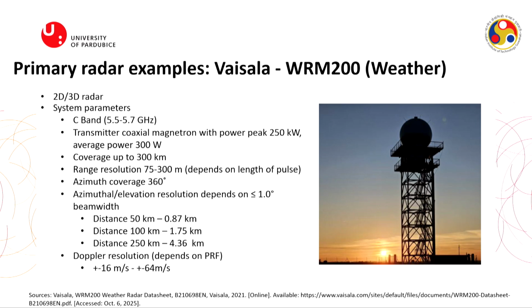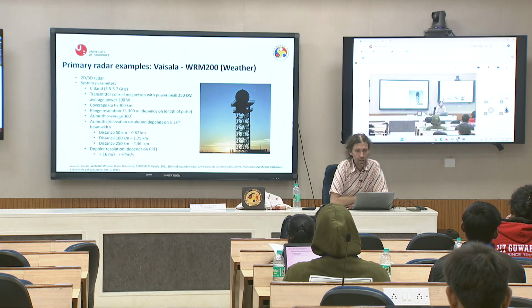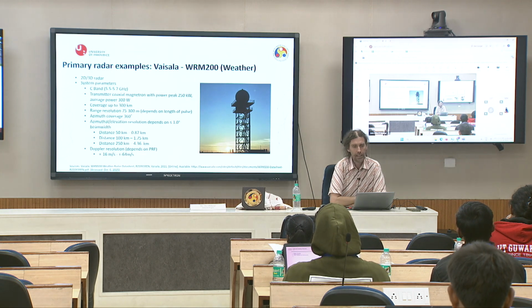Azimuth coverage is 360, of course, it is a weather radar, so we are interested in all around us. Azimuth and elevation resolution is lower than 1 degree. Okay, and distance resolution depends on distance. Up to 50 kilometers it is about 1 kilometer. At 100 kilometers the resolution is almost 2 kilometers, and at distance 250 it is 4 kilometers.